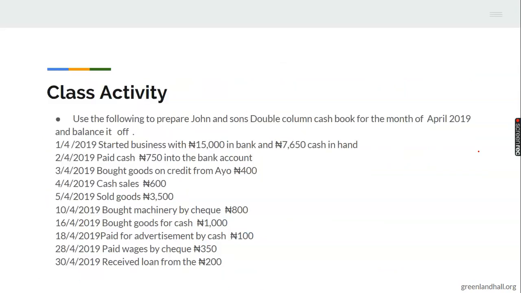Now, having gone through that particular cash book, you now have this to practice. You now have this to work on. So draw the table of the two-column cash book or double-column cash book and post all these transactions into the cash columns and the bank columns, whichever one is applicable to each of the transactions.